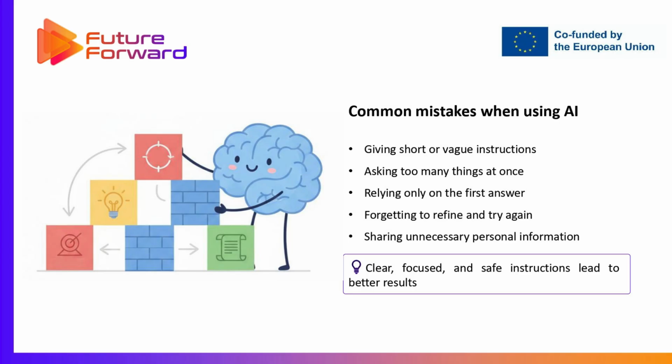When people start using AI tools, it's normal to make a few mistakes. One of the most common is giving very short or vague instructions. If the AI doesn't have enough information, it will give a generic answer that may not fit what you need. Another frequent mistake is asking for too many things at once, which can confuse the tool and produce a mixed or incomplete result. Sometimes, people also rely too much on the first answer and forget they can simply adjust their request and try again. And finally, some users paste personal information without realizing it's not necessary. Remember, the clearer and safer your instructions are, the better the AI can support you.